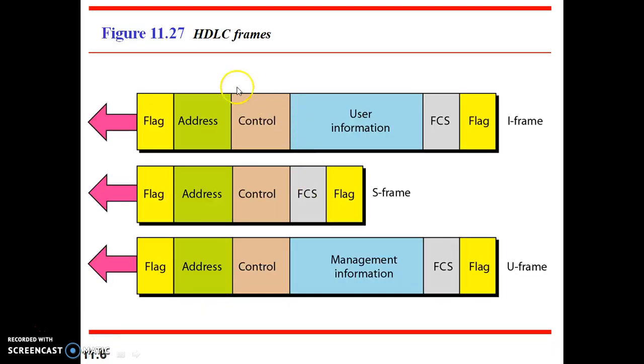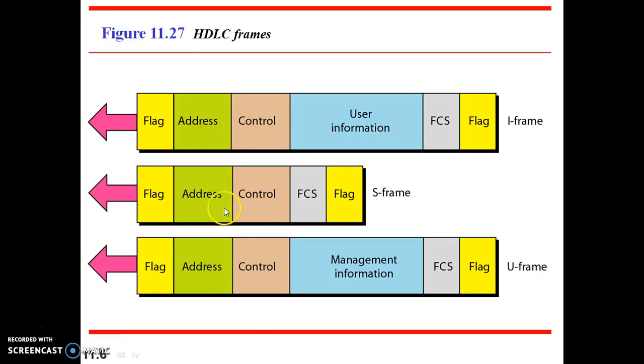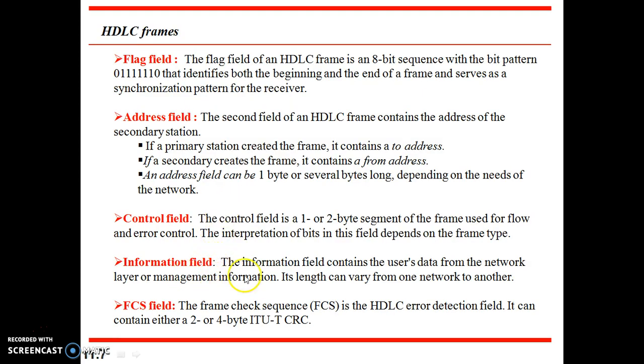The third field is the control field. The control field is a 1 or 2 byte segment of the frame which is used mainly for error control and flow control. Error control and flow control are handled by this particular field. The next field is the information field, which contains the user data, and the FCS field is the frame check sequence field, used to identify if there is any error in the message.